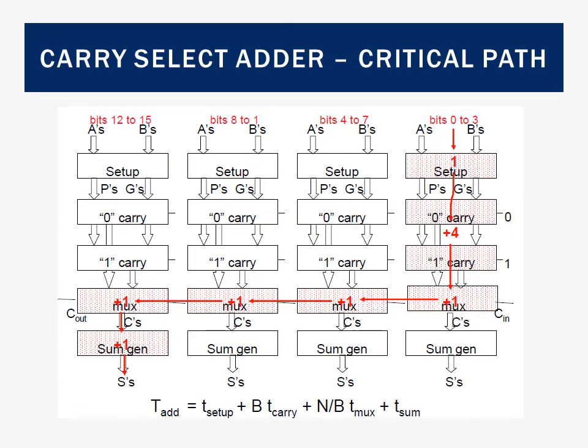Now let us look at the critical path of a carry select adder. This is an example of a 16-bit carry select adder. Here it is divided into 4 blocks: block 1, block 2, block 3 and block 4. Now this setup block is calculating the propagate and generate signals. So P's and G's are calculated, and then based on whether carry in is presumed as 0 or presumed as 1, these adders do the addition operation on the same set of P's and G's, and that is carried out simultaneously.